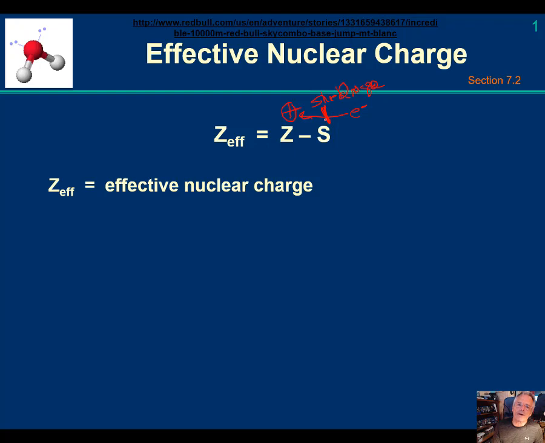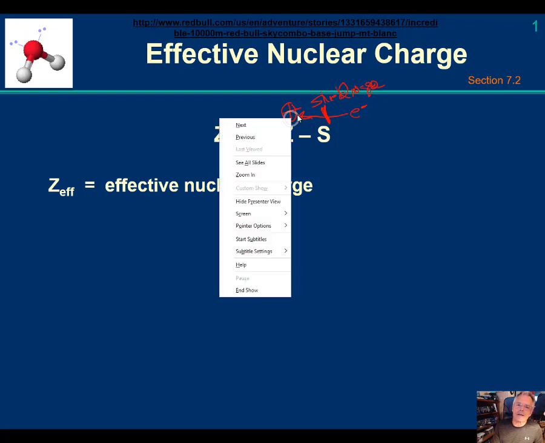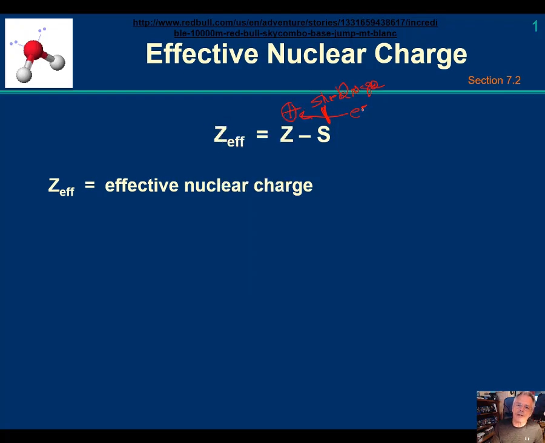They interfere with this attraction between the number of protons in the nucleus and the electrons that are furthest away from the nucleus. These would be what we call the valence electrons. And if you remember, the valence electrons do chemistry. This is where chemistry happens. It's in the valence electrons.